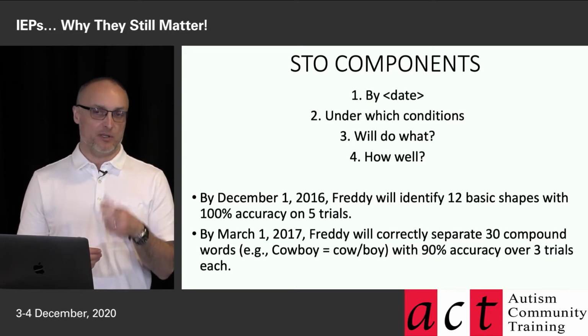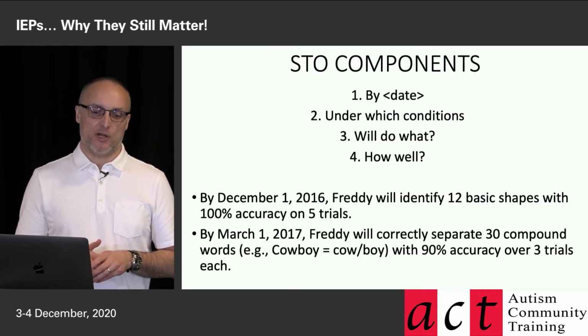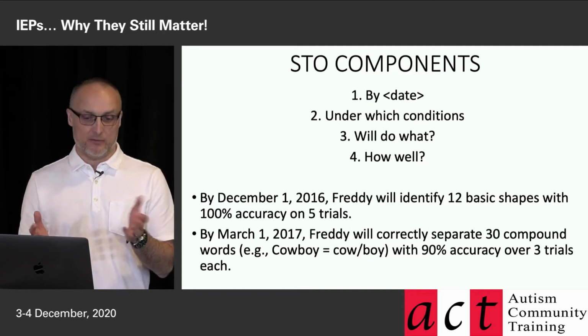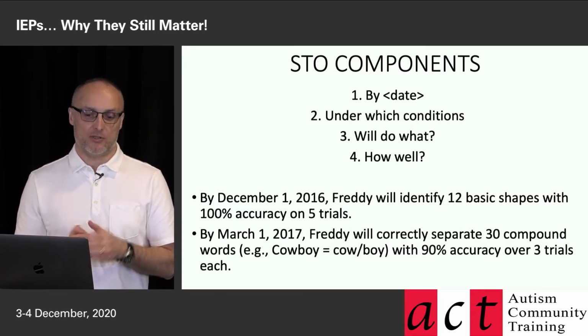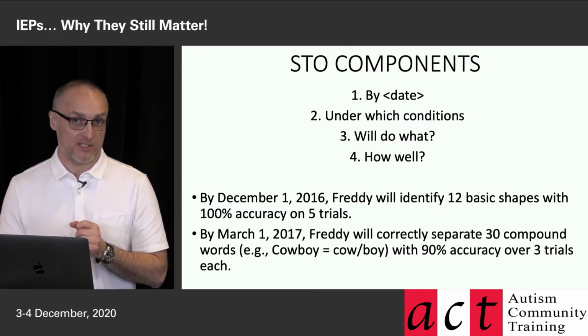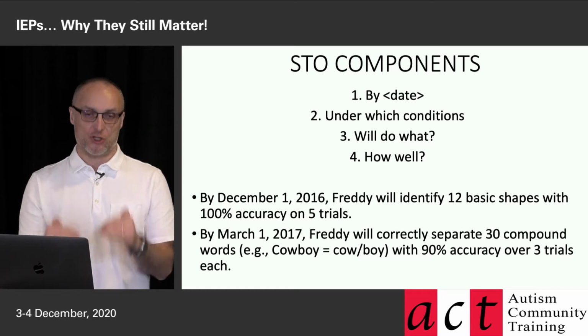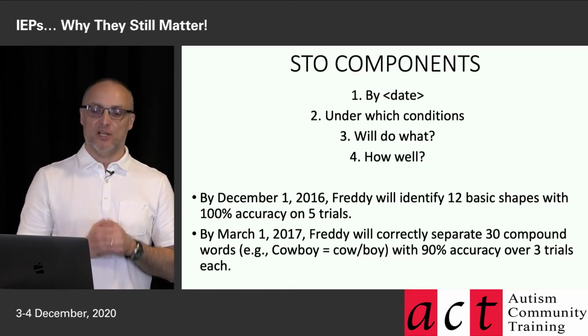For example, cowboy becomes cow and boy, with 90% accuracy over 3 trials each. So this is better, right? You've got the deadline. You've got what he will do, which is separate those compound words. You want to know which compound words. Let's make a master target list, and we will teach those. And when we've reached the end of that list, you've probably achieved this objective.